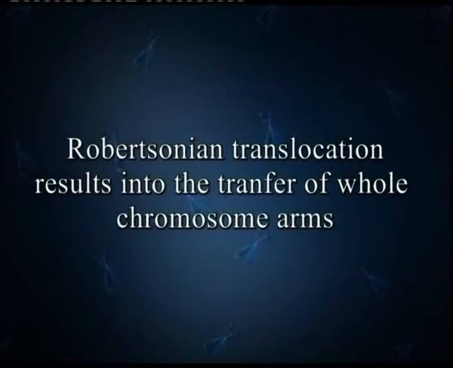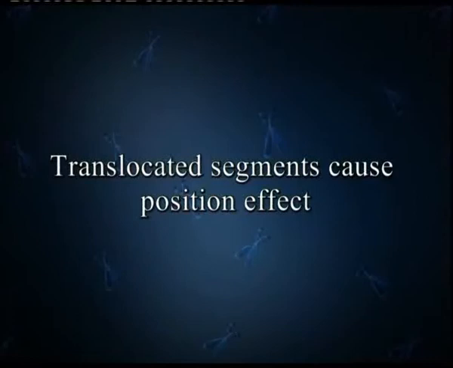Robertsonian translocation results in the transfer of whole chromosome arms, and the translocated segments cause position effect, that is various genetic disorders are observed due to translocations between non-homologous chromosomes, particularly in humans.